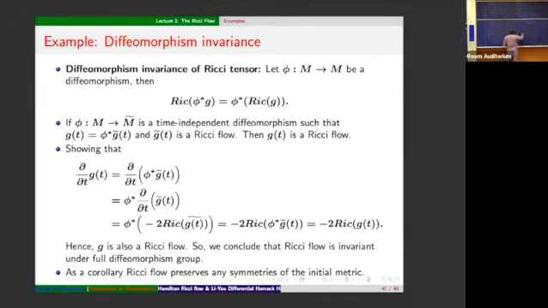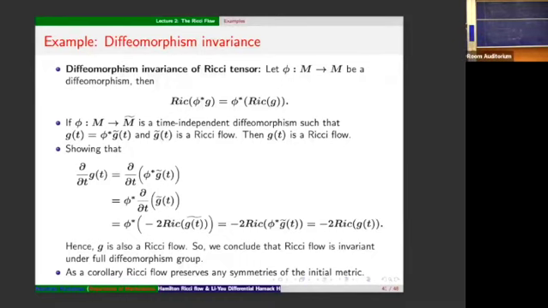This is M. Now we have g(t) on M here. You start Ricci flow with this. If you push this one backward here, then this g(t) is of this form, as I wrote here. Then this is Ricci flow, and this is the computation here. Meaning that Ricci flow is invariant under the full diffeomorphism group.